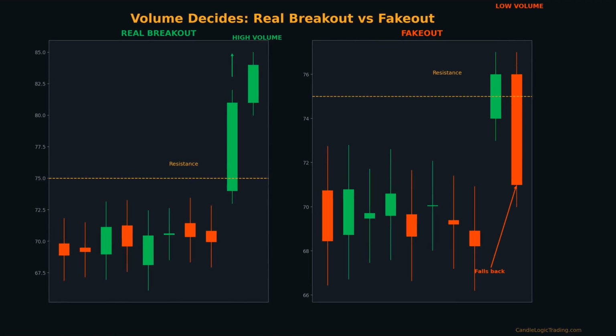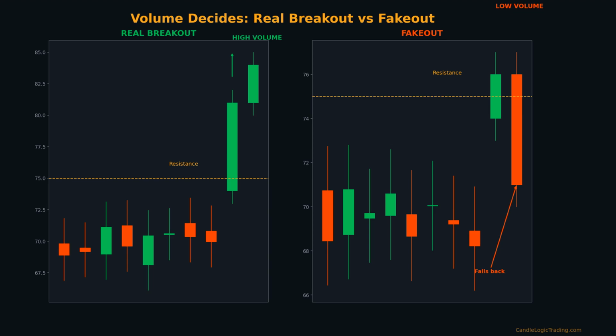Because nothing is more frustrating than buying a breakout that immediately reverses and traps you. This happens to almost every trader at some point, and it happens because they did not check the volume. A real breakout, one that is likely to follow through and lead to a sustained move, has volume that is significantly above average. 2 to 3 times the 20-day average is the minimum I look for. 5 times or more is ideal.